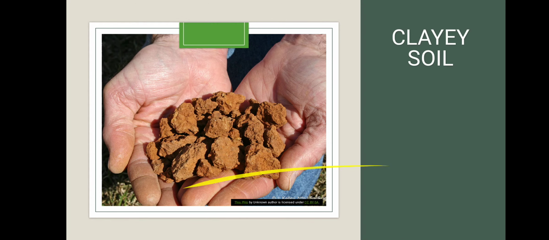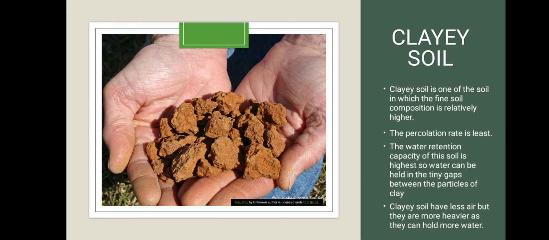Clay soil. Clay soil is one type of soil in which the fine soil composition is relatively higher. The percolation rate is least. The water retention capacity of the soil is highest, so water can be held in the tiny gaps between the particles of clay. Clay soil has less air, but it is heavier as it can hold more water.